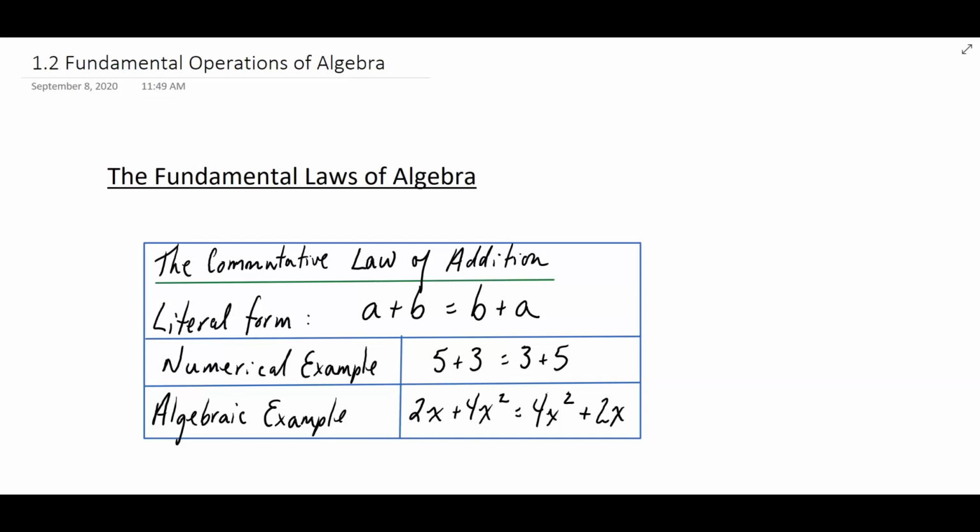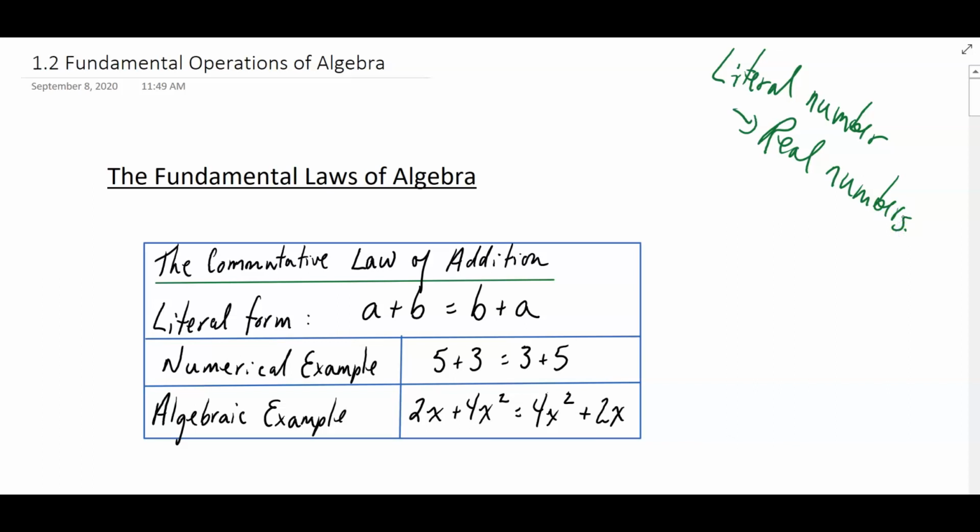In this video, we will look at section 1.2, the fundamental operations of algebra. We want to look at some laws that can be followed when our literal numbers, which are the letters representing real numbers, are used. The important thing to keep in mind is that the letters we are using, which we are calling literal numbers, in this case represent real numbers, okay?